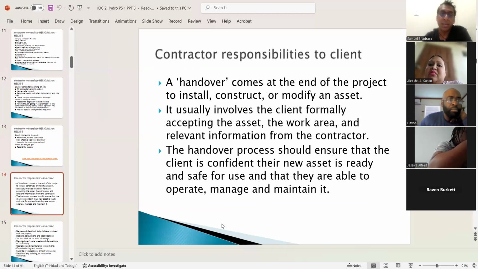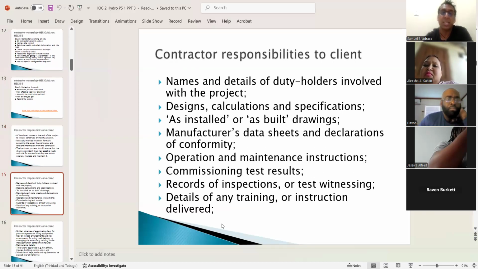Contractor responsibility to the client. A handover comes at the end of the project. The handover process should ensure, I'm not reading everything, that the client is confident that their new asset is ready and safe for use, and they're able to operate, manage, and maintain it.